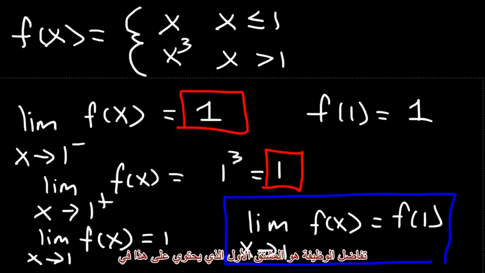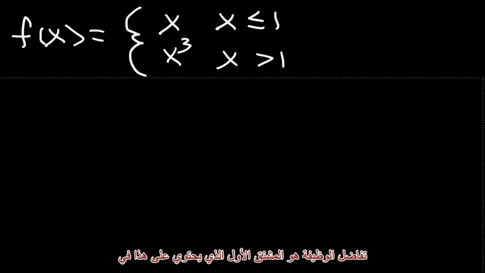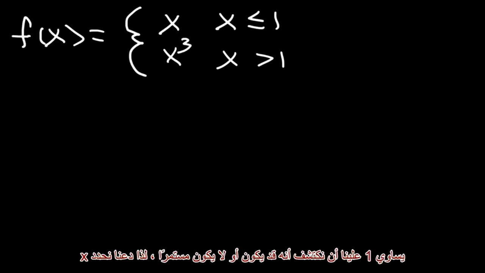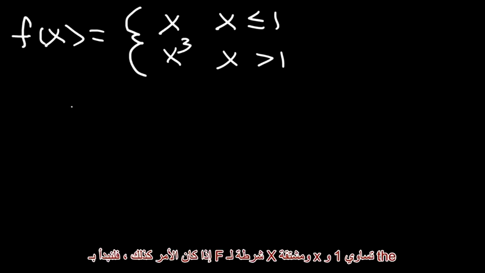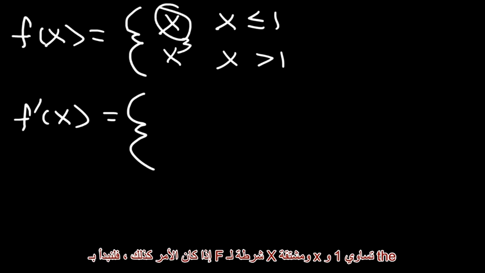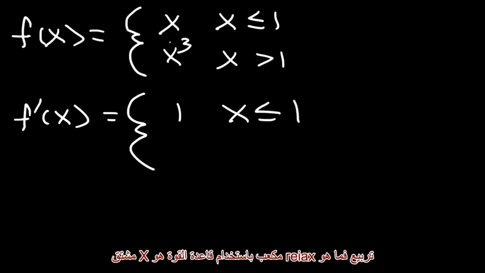So what about the differentiability of the function? Is the first derivative continuous at x equals 1? We have to find out. It may or may not be continuous. So let's determine if it is. So let's start with f prime of x. And the derivative of x is 1. And the derivative of x cubed using the power rule is 3x squared.